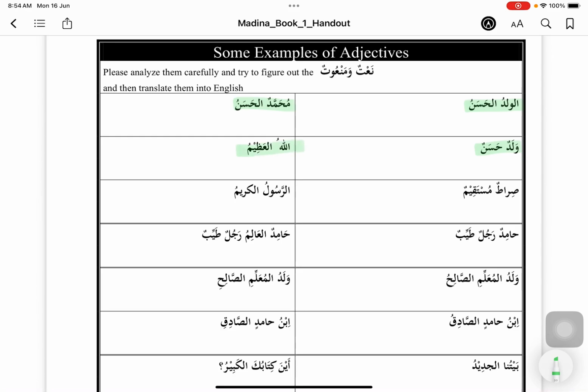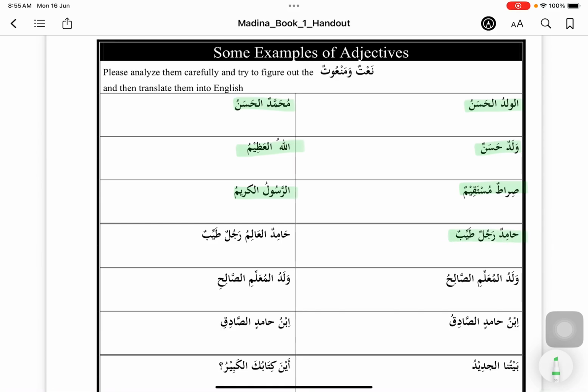Allahu al-Azimu. The great Allah. Allah the great. Siratun mustaqimun. Siratun is the path. Mustaqimun is straight. The straight path. Siratun mustaqimun, not man'ud. Mustaqimun is describing sirat, which is the noun. In Arabic, always the adjective will come after the noun. Ar-Rasulu al-Karimu. See, all four things matching. The generous messenger.